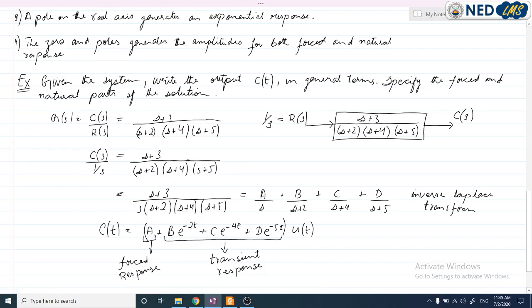So from this example, it is clear that the poles of the transfer function are a very important parameter that directly represent the form of the output response by inspection, without any lengthy mathematical solution. In the next lecture, we will start our discussion on first order system. Thank you.